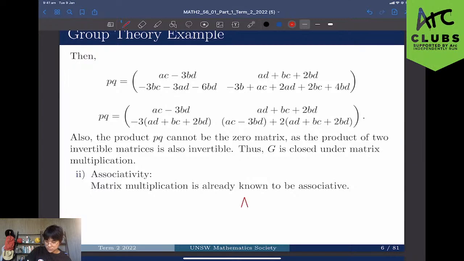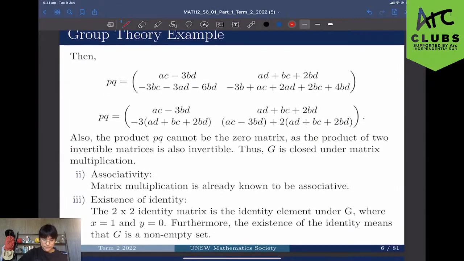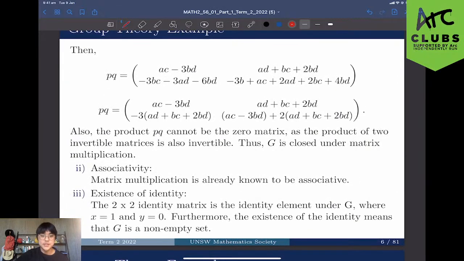So if you have two matrices here, we can shift the brackets around. And for the identity element, well, we can just outright state for matrix multiplication, we know that if you multiply a 2 by 2 matrix by the 2 by 2 identity matrix, we're going to get the same matrix back.